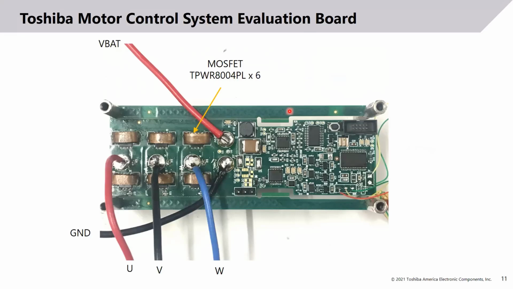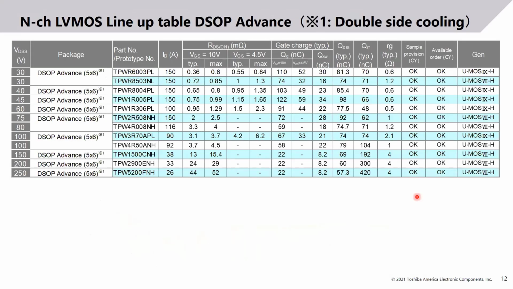You'll see the thermal testing done by Siemens during the seminar. And this table shows all our devices available in the dual side package. Again, we're taking the same die and putting it in the single side cooling device and in the dual side cooling device. We have devices offering from 30 volt to 250 volt, various current ratings, and various Rds(on) levels.